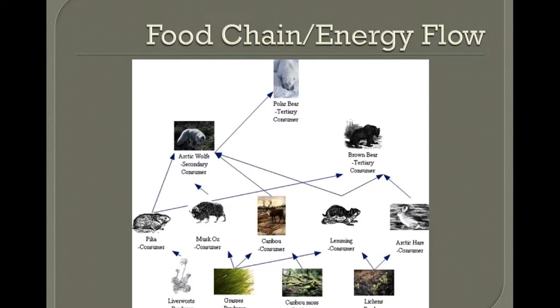This example food chain of the tundra is very similar to others that we've studied this year. First, producers such as grasses and caribou moss get energy from the sun. They then grow large enough to supply caribou and musk ox, as well as other animals, which are consumers, with enough food to survive. These animals then become populated enough to supply animals such as the Arctic wolf and brown bear, which are secondary and tertiary consumers, with enough food to survive.